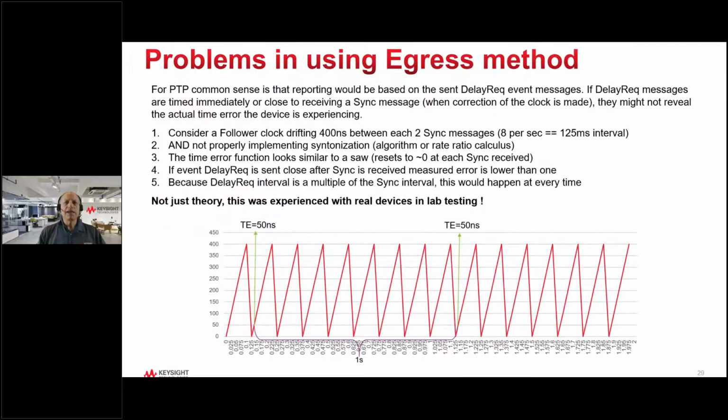It knows the receive time of that message, as well as some reference to the reference time, and can measure the difference. The problem with the egress method is that often it's based on the transmission of messages, like the delay requests or announce or p-delay requests, whatever message happens to be used. If those messages are sent immediately after sending a sync message, then they might not reveal the actual time error. And again, we've seen this through other devices, where the egress method often tends to show a smaller error than we typically have, especially when you have a clock that is not synchronized very well or is not very stable.